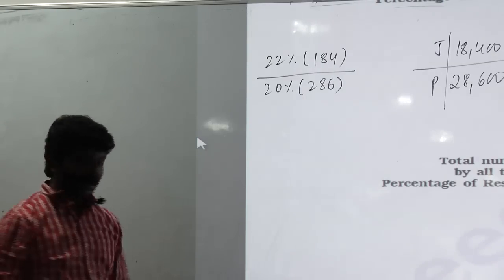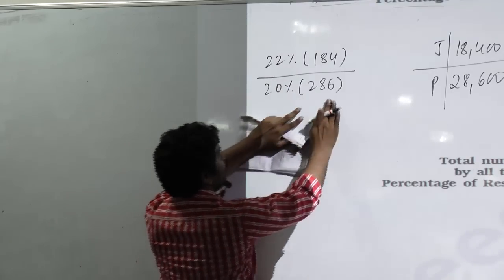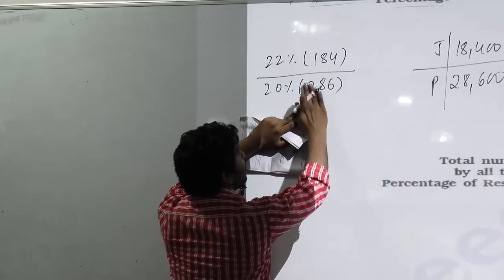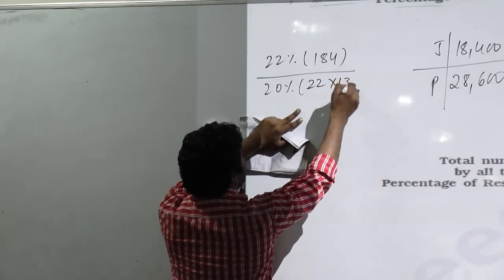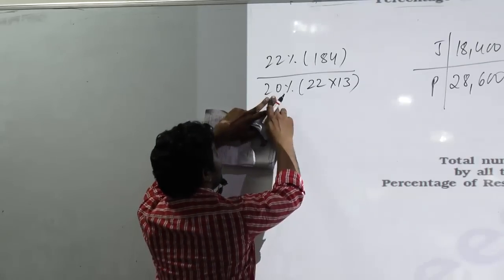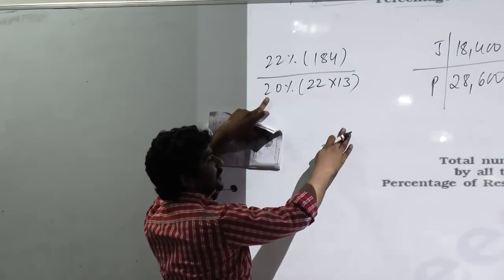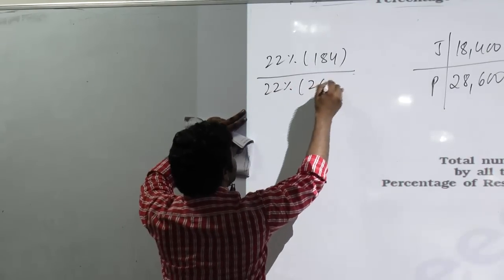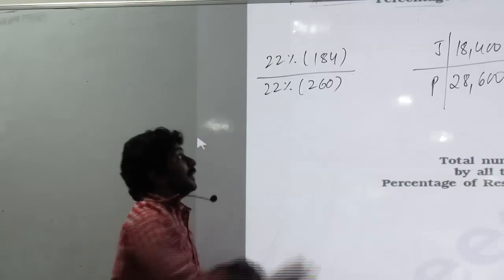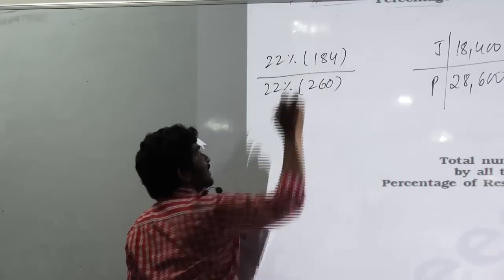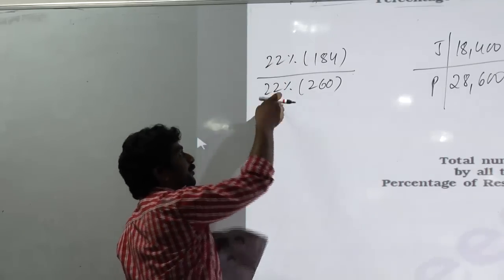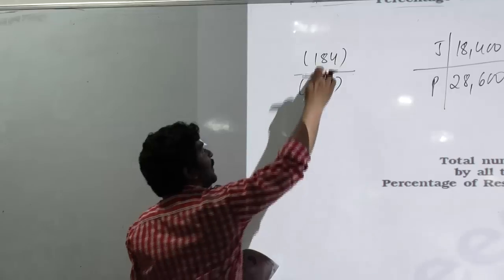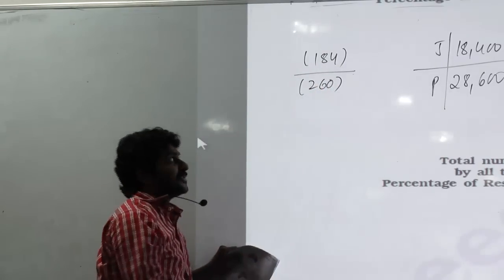What percent less? This is a 22 multiple. Can I write this as 22 into 13? 22 into 13. Can I do that? 20 13 times 260. So I'll write this number as 22% of 260. This is how much less than this? 22 కామన్. పోయింది, తీసేయండి, ఇంకా దీని గురించి సంబంధం లేదు. 184 is how much less than 260?